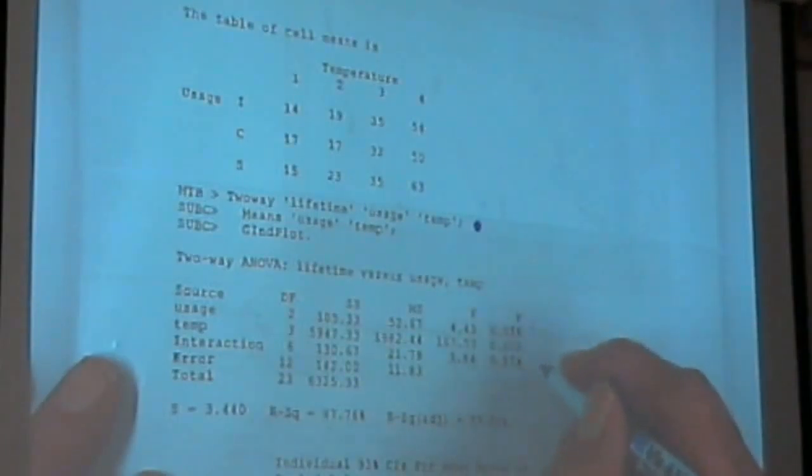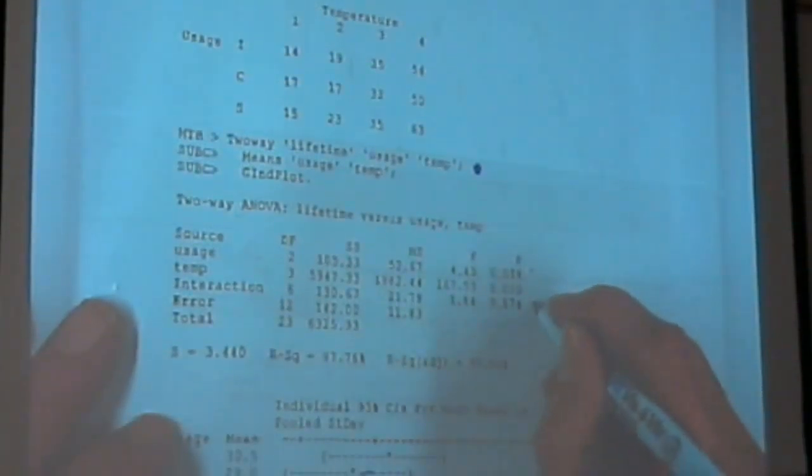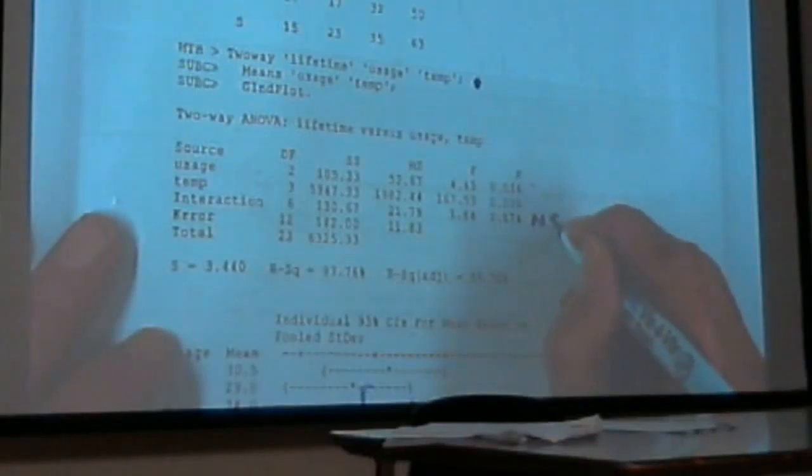So we look at these results, and the first thing we do is test interaction. Do that test first. It's not significant, so therefore we go on and do the other tests. The one about usage is significant. The one about temperature is also significant. So those are our conclusions. There's a significant difference due to usage, a significant difference due to temperature, and no interaction between the two factors.